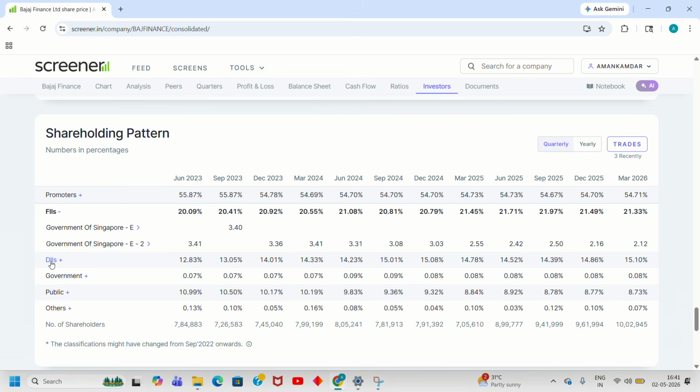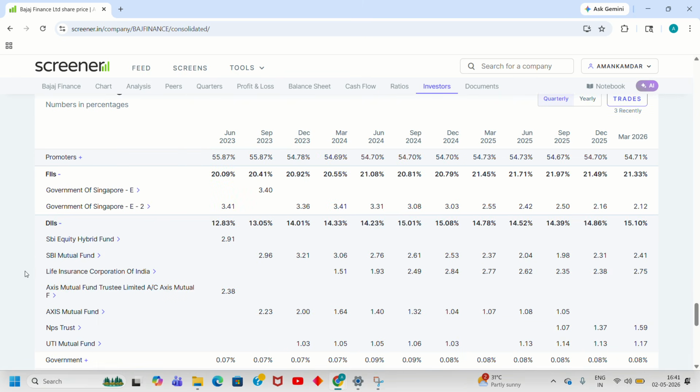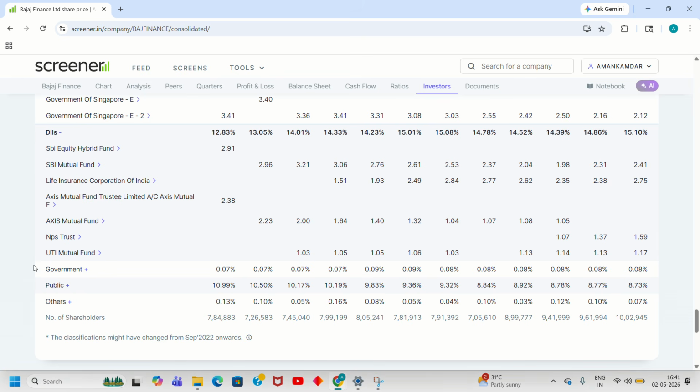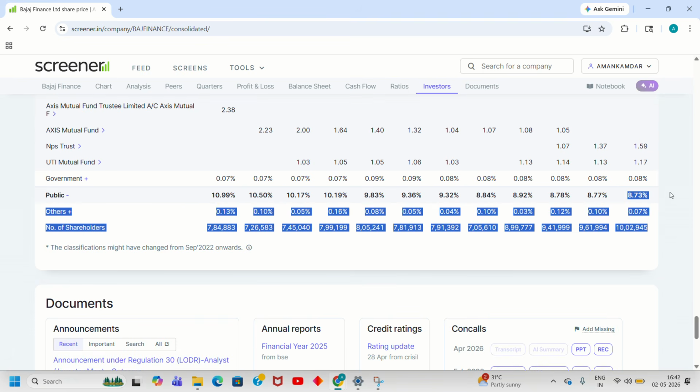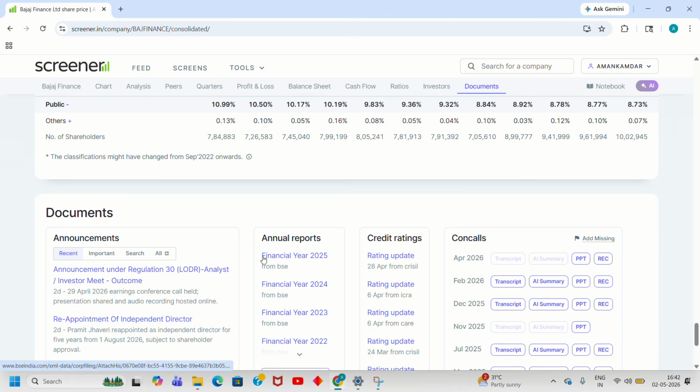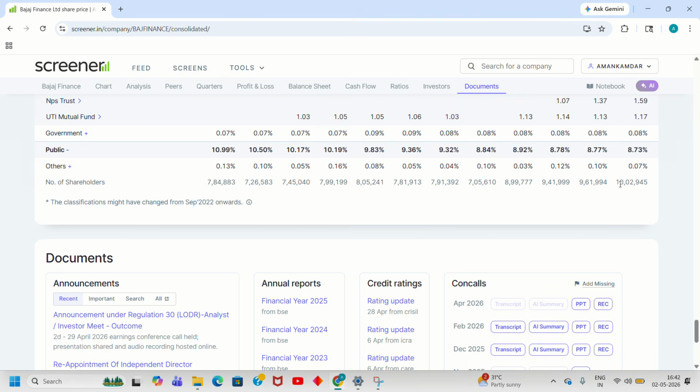Now domestic institutional investors, we can also check which of them have invested, like SBI Equity Mutual Fund, SBI Mutual Fund, LIC India, Axis Mutual Fund, etc. Now here is the public, 8.73% has been given to the public. Now this is the total number of shareholders as per the latest data.